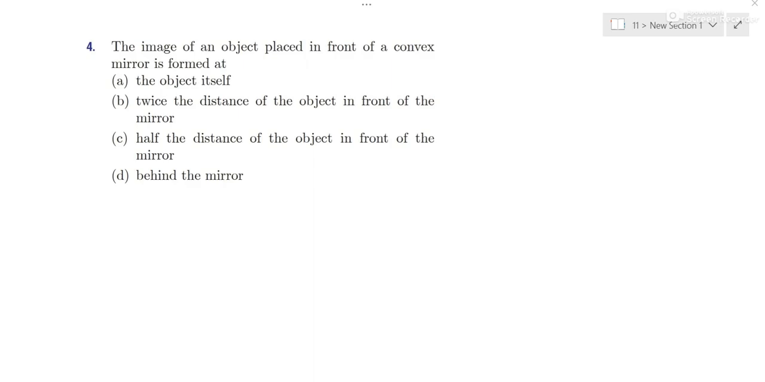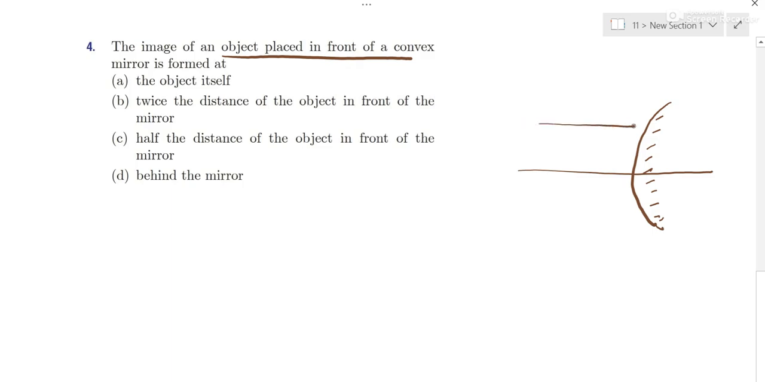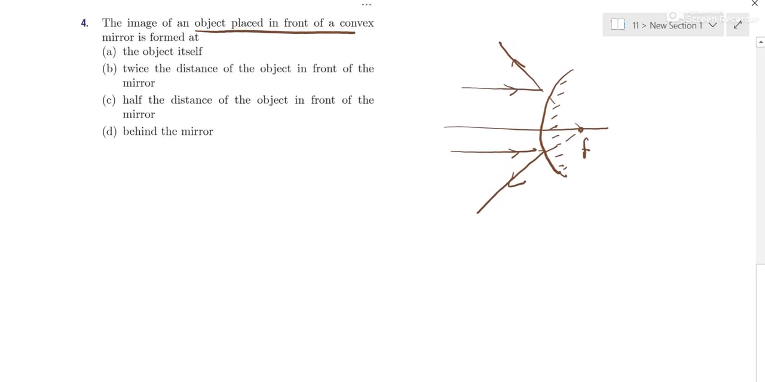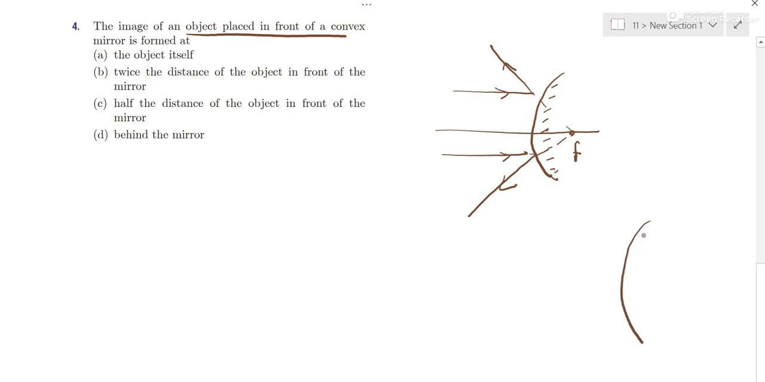So let us see this. The image of an object placed in front of a convex mirror. So we know there are only two diagrams of convex mirror. Which are those two? One is object at infinity, ray parallel, diverged out. So image at focus, this is first ray diagram. And what is second ray diagram for convex mirror? I just mean to say that your basics should be strong to answer these.